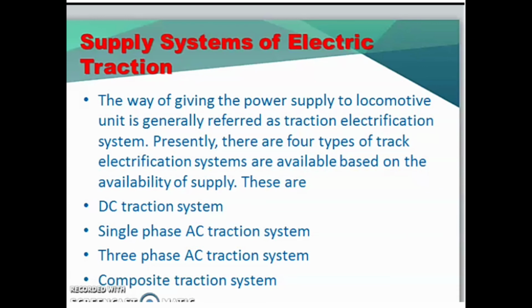So the supply system of electric traction. The way of giving the power supply to the locomotive unit is generally referred to as the traction electrification system. Presently, there are 4 types of traction electrification system available based on the availability of supply. These are DC traction system, single phase AC traction system, 3-phase AC traction system, and composite traction system. Non-electric traction is classified into steam drive and IC engine, and the electric traction system is classified into DC traction system, single phase AC traction, 3-phase AC traction, and composite traction.